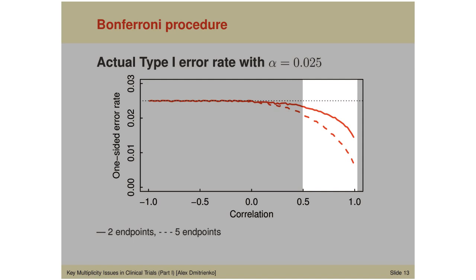And this is simply a consequence of the fact that the Biopharmaceutical procedure is overly conservative when the hypothesis test statistics are strongly positively correlated. Instead of keeping the actual error rate close to the nominal level, which is what you would expect of an ideal multiplicity adjustment, this procedure overcorrects and it drives the error rate down to 0.02 or even 0.015.